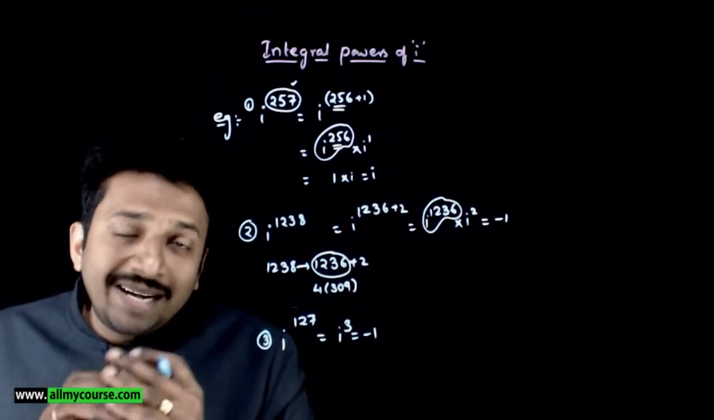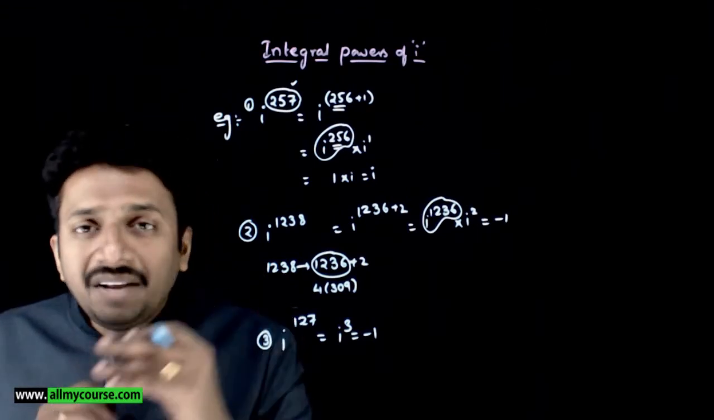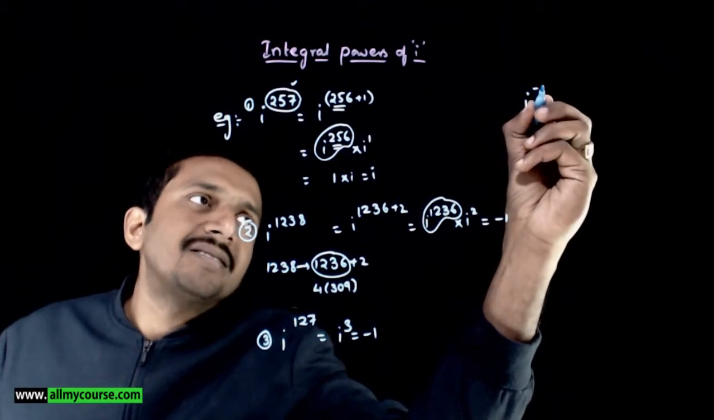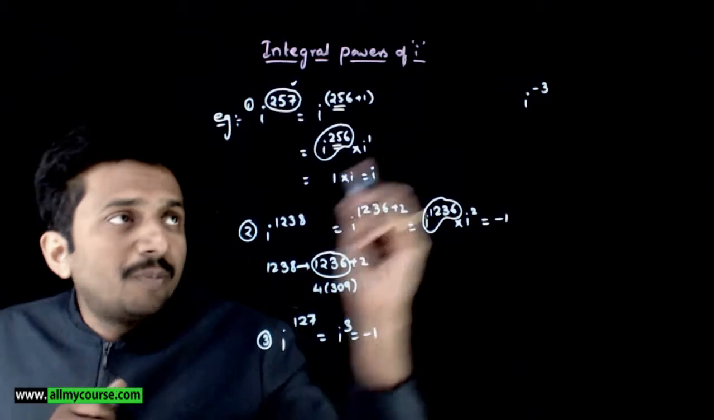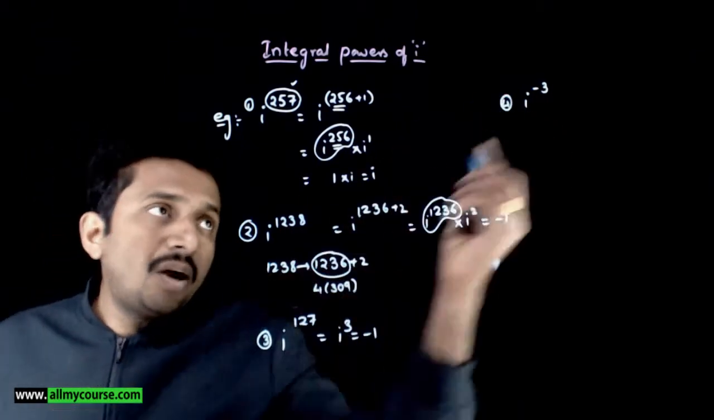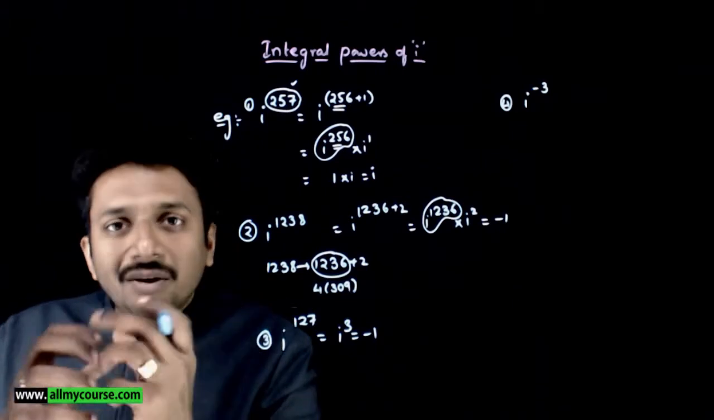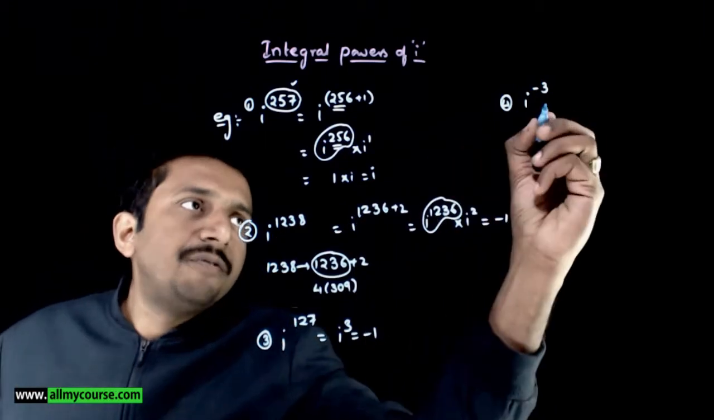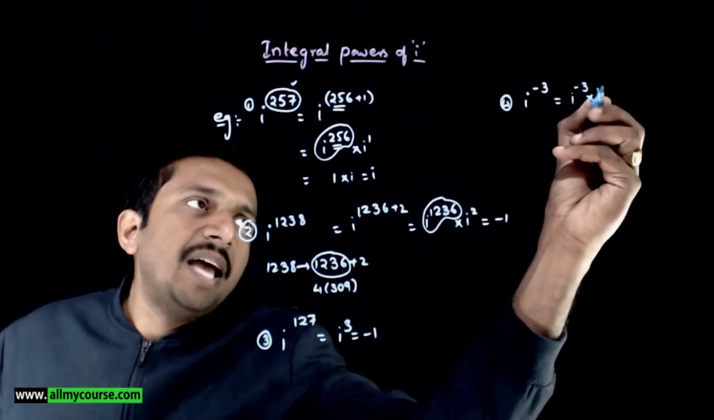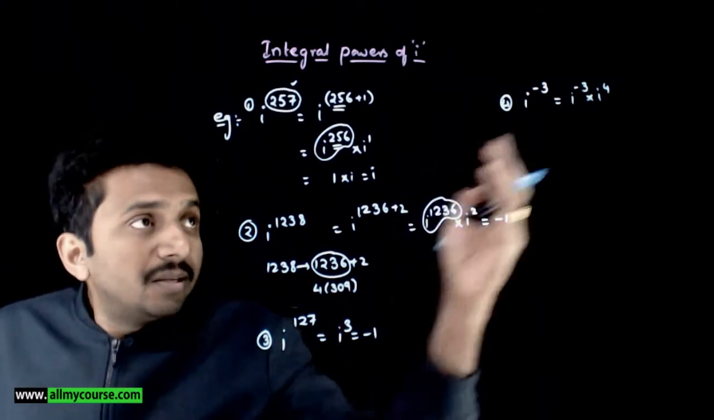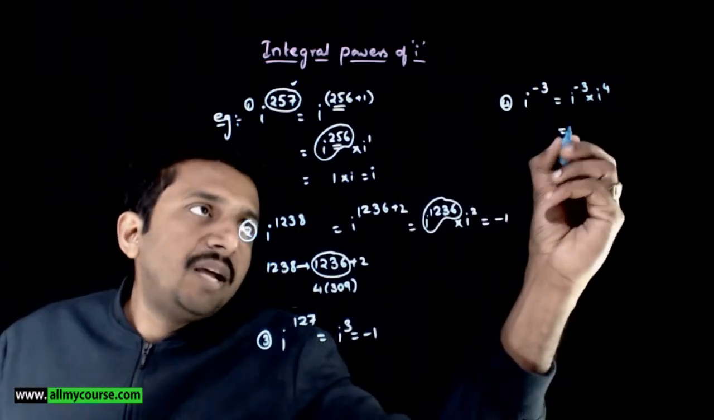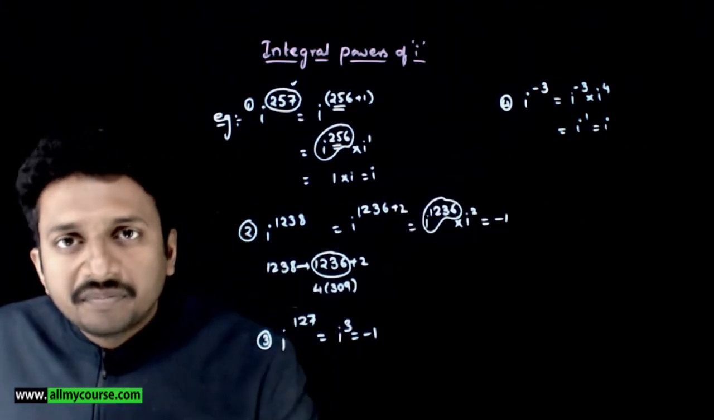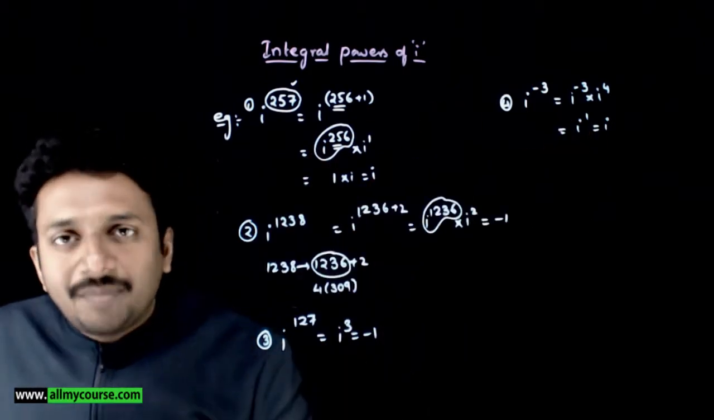For example, let us take i power a negative integer. Let us see what you can do. If you want to calculate i power minus 3, as we have taken out as many 4s as possible, you can add as many 4s as possible. This is the same as i power minus 3 times i power 4, because i power 4 is 1, so I can always multiply this with 1. That is equal to i power minus 3 times i power 4, which is i power 1, which is equal to i. So i power minus 3 is exactly the same as i.